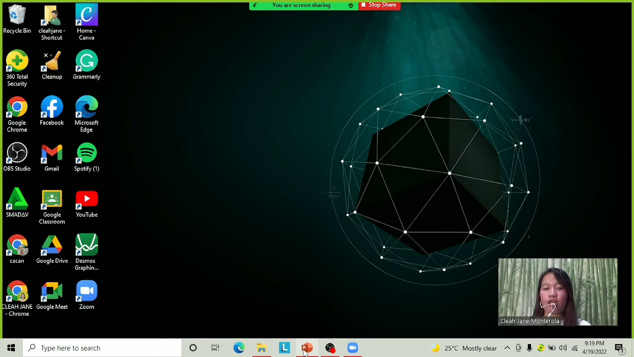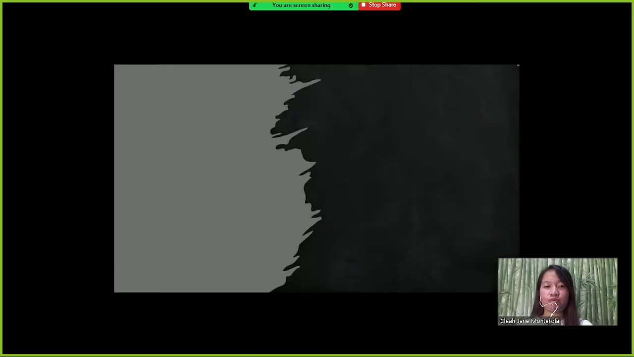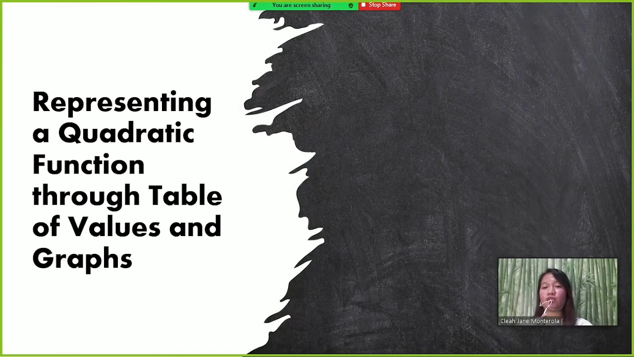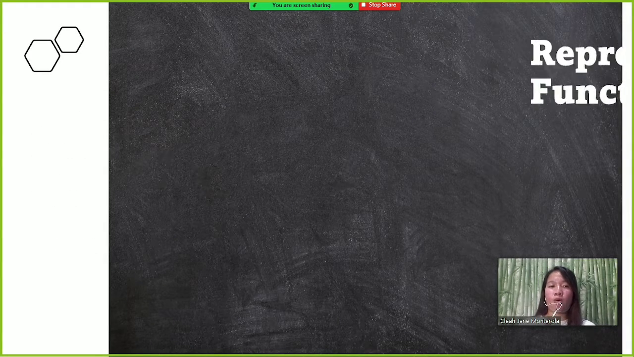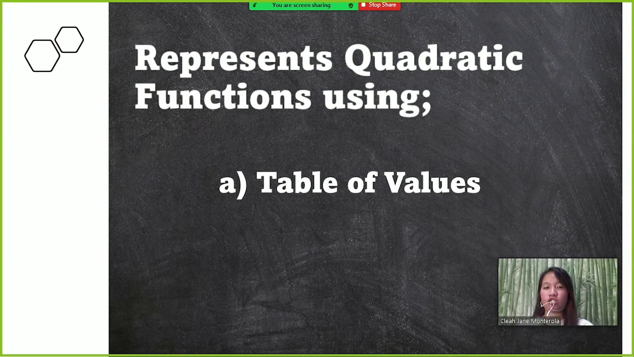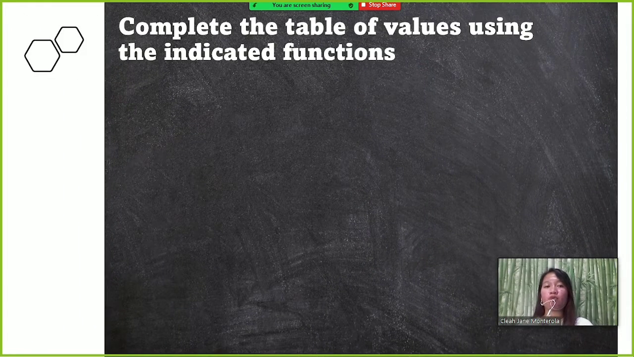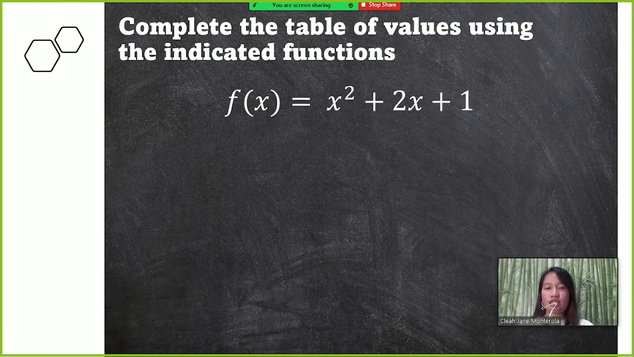So I have prepared a PowerPoint presentation representing a quadratic function through table values and graphs. So, represent a quadratic function using a table of values. Our first topic is table of values. Complete the table of values using the indicated functions. Our sample function is f of x equals x squared plus 2x plus 1.